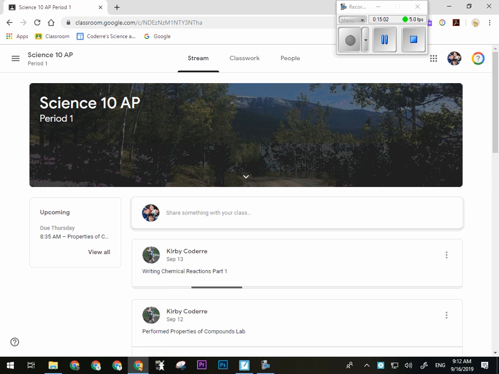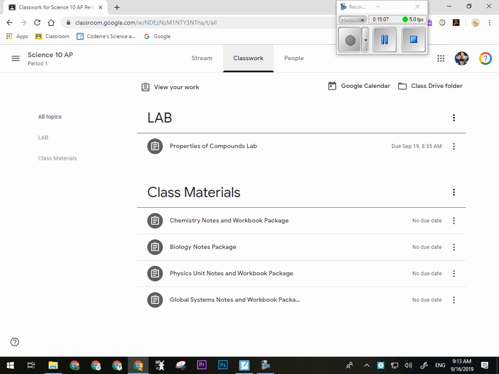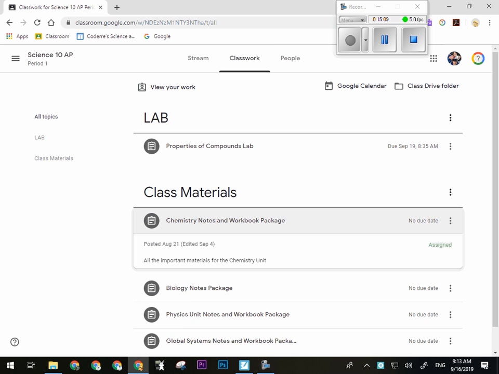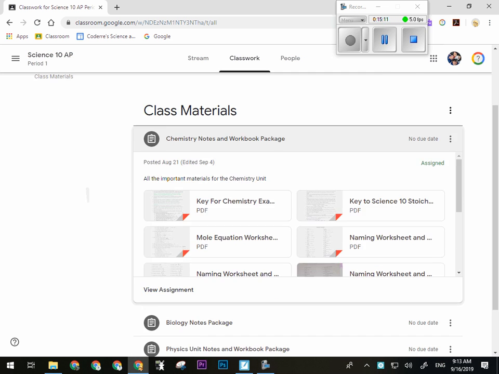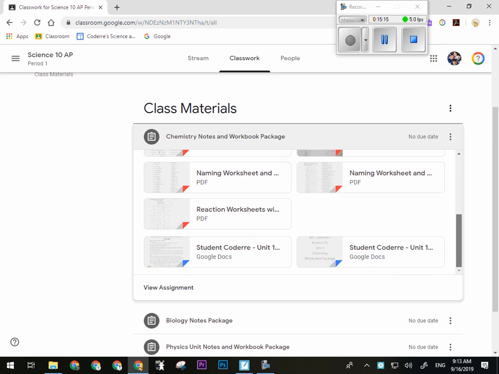Okay, so it'll be in your classwork tab, and it'll be the chemistry notes and workbook package. In the chemistry workbook package here, this file right here says reaction worksheets, and the complete title is reaction worksheets with keys. If you click on that, it'll take you to the key version of all these worksheets.